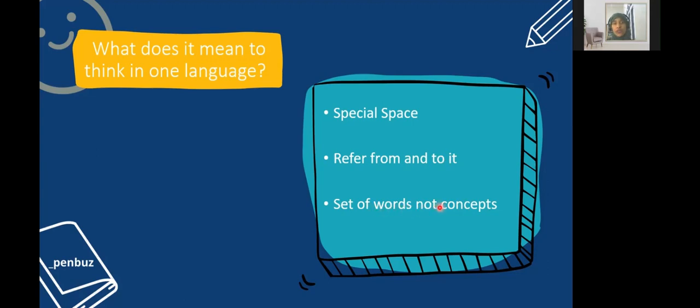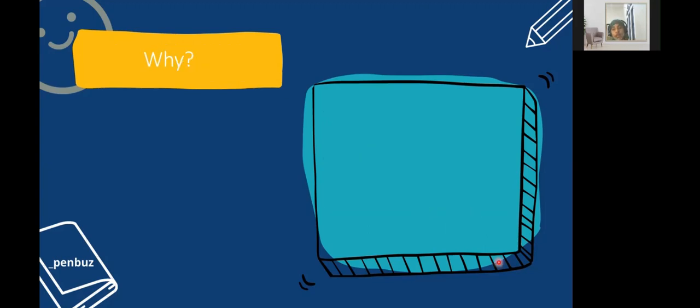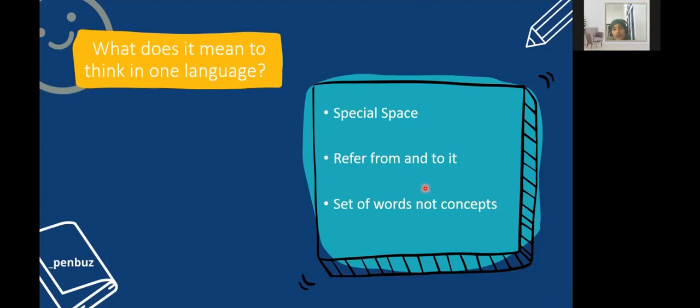Also, what does it mean to think in one language? What I mean here is you also have concepts, and not only concepts. Every concept has words stored in the mind along with it. So when you want to talk about something, you have the concept along with the words.